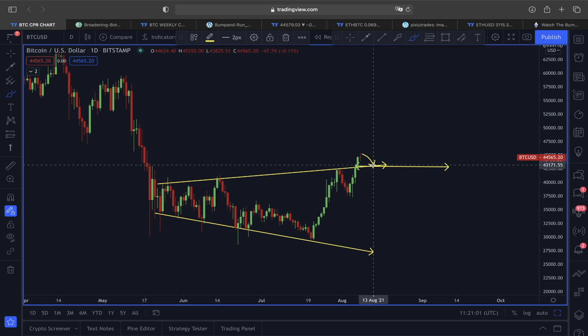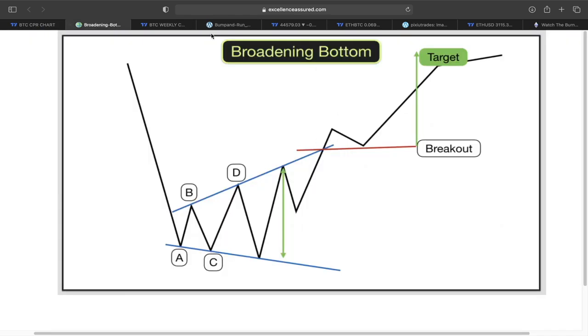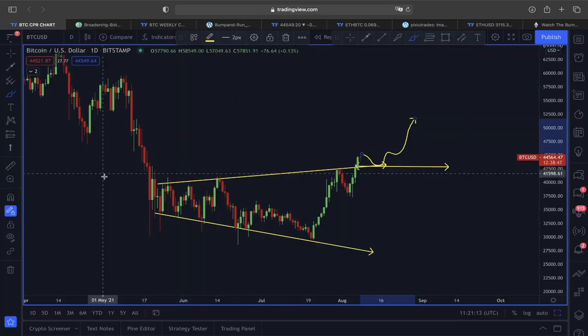And even though if this is going to be a retest, right, this could still play out as a broadening bottom, because after the retest, price finding support, there is going to be a new impulsive move forming out for Bitcoin. So this exact scenario could be on the line right now for Bitcoin.